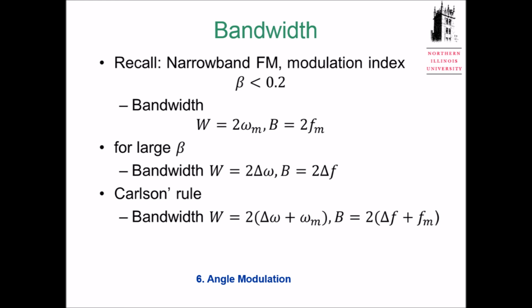One is for large beta. How large? Students are always asking how large. Generally it will be a pretty large number. In the exam, I'm going to give you, for example, 40, 50, 100. So really big numbers for large beta. If beta is a large number, your bandwidth is related with the peak frequency deviation, 2 delta omega or 2 delta f. Compared with your original signal bandwidth, the bandwidth is really wide.